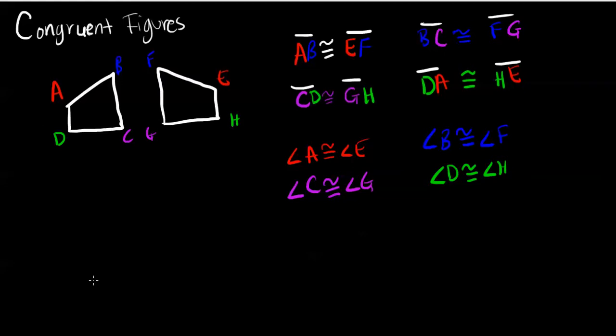So here you can see that line AB is congruent to line EF, and position A matches position E, and position B matches position F, and they're congruent because they are congruent figures. In congruent figures, all the lengths of the lines are the same, and the angle measures are the same.